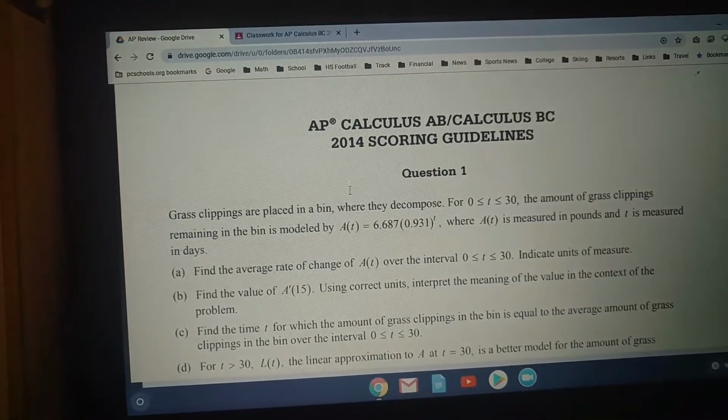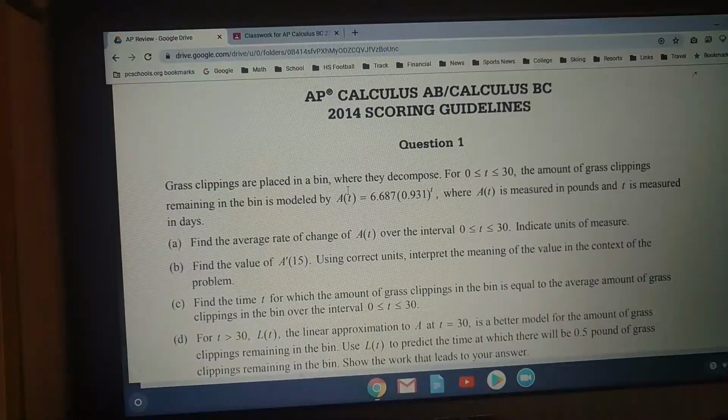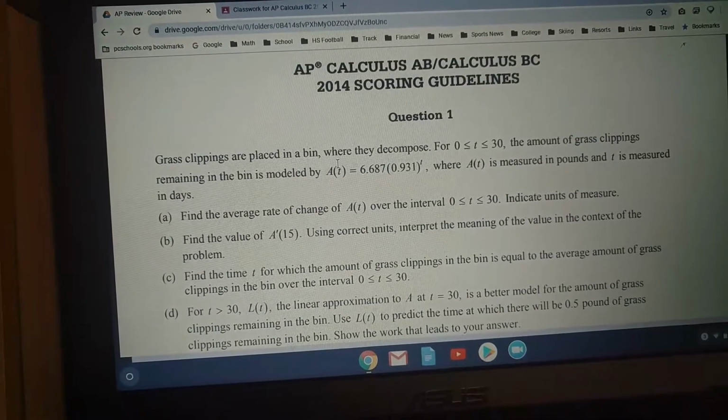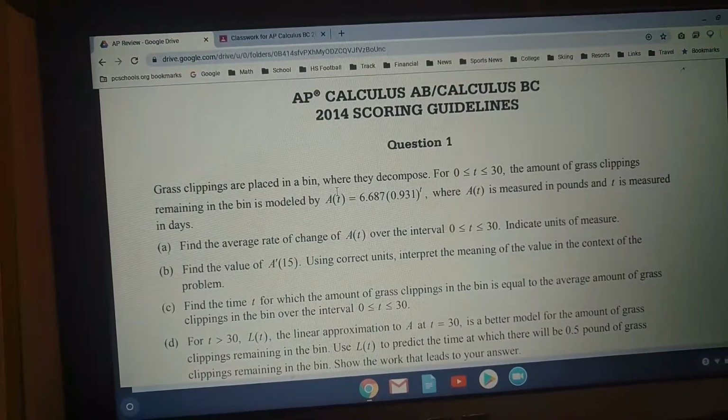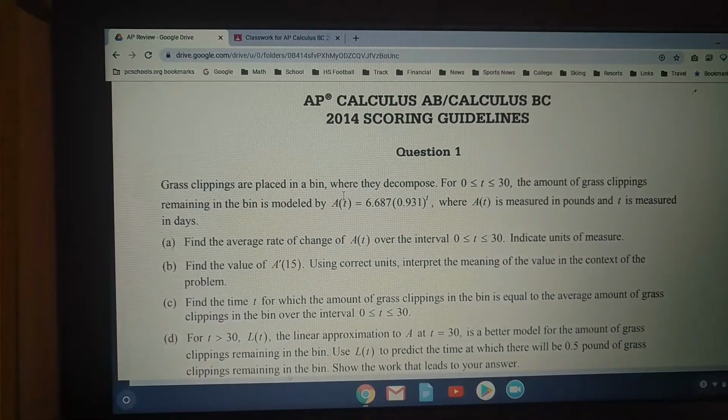It's time to take a look at how to score the 2014 free response questions 1 through 3. So let's go ahead and see if we can get down the scoring here for these. Remember, you should be watching this after you've finished answering questions 1 through 3, and then using this to score them correctly, and then go ahead and take a picture of your scored work and submit it. So let's take a look.